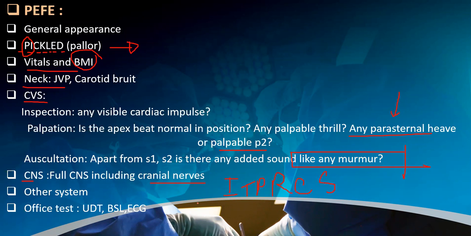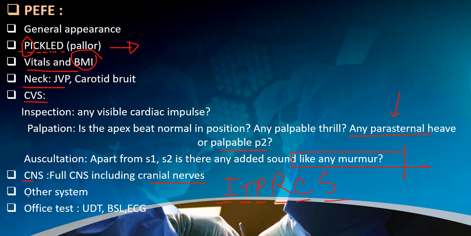ITPRCS. What is ITPRCS? Inspection, tone, power, reflex, coordination, and sensation. That's what you look for in CNS examination. We will do CNS at that time and discuss it in detail, but right now just remember ITPRCS is our CNS examination. So inspection, tone, power, reflex, coordination, and sensation.